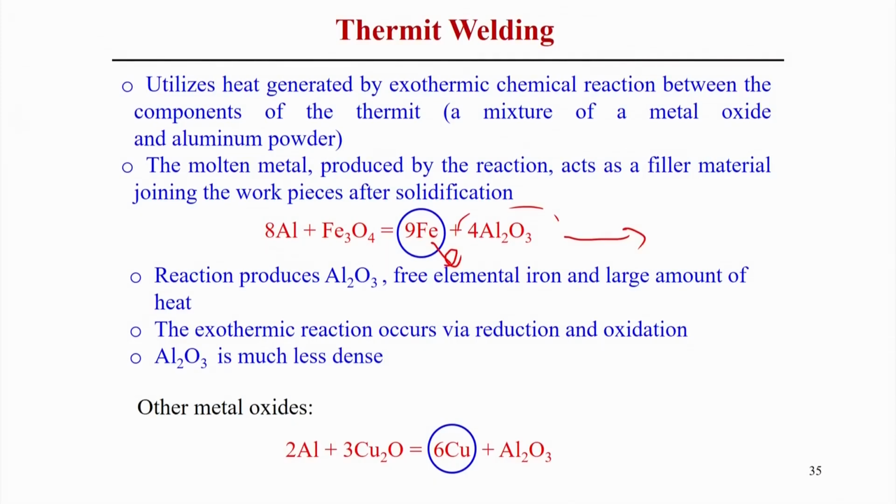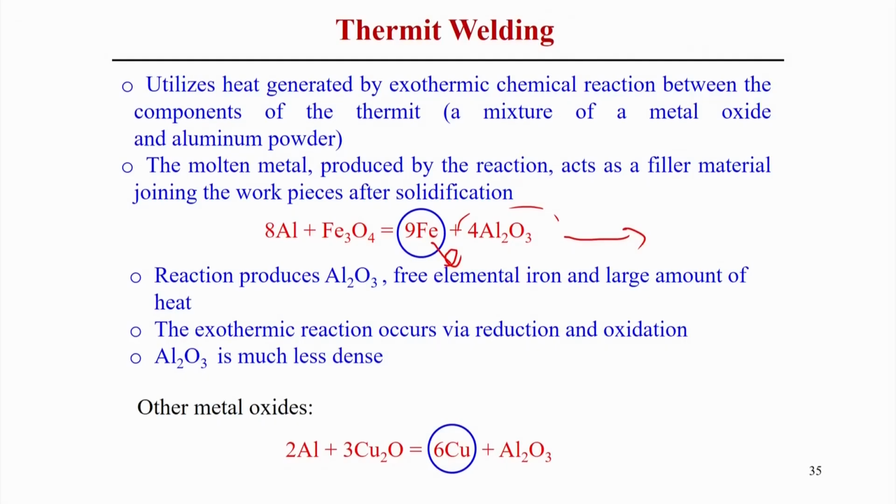Therefore, the molten metal produced by the reaction basically acts as a filler material joining the workpieces after solidification. The reaction produces aluminum oxide and free elemental iron and a large amount of heat, and that exothermic reaction is basically a reduction and oxidation reaction.